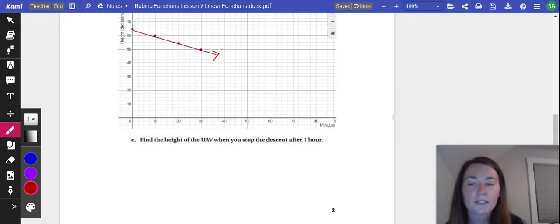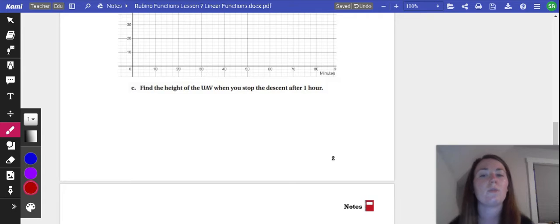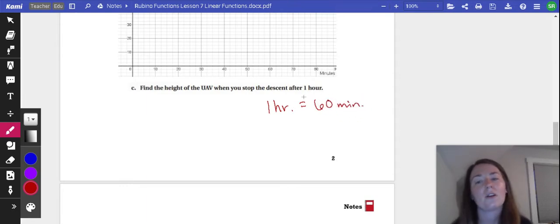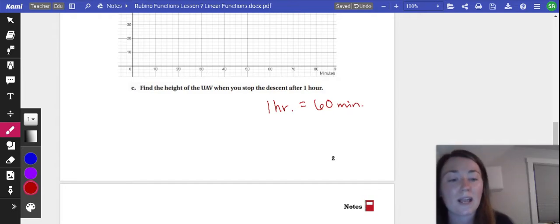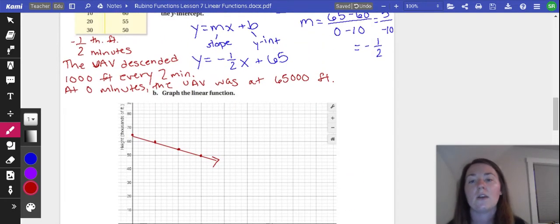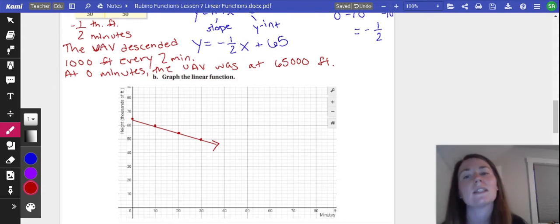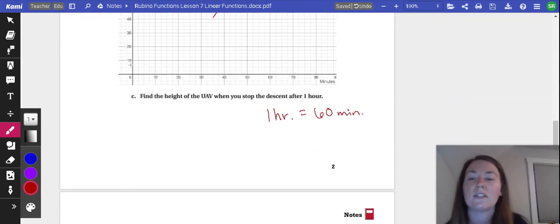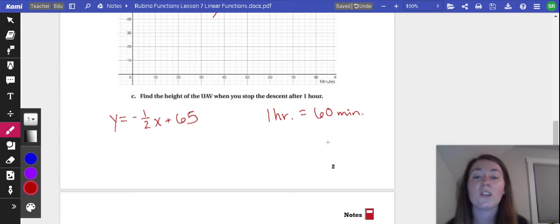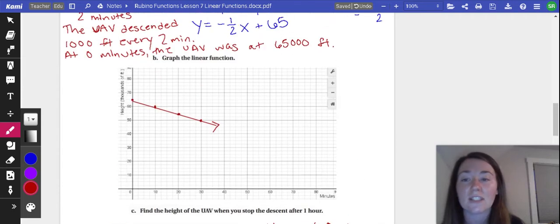And we have one more part to this. In part C, we are asked to find the height of the UAV when you stop the descent after 1 hour. Okay, so after 1 hour, that would be 60 minutes, right? 1 hour equals 60 minutes. So we're trying to figure out the height of the UAV after 1 hour, or in other words, after 60 minutes. We have the equation, which I'm going to rewrite. It's y equals -1/2 x plus 65.